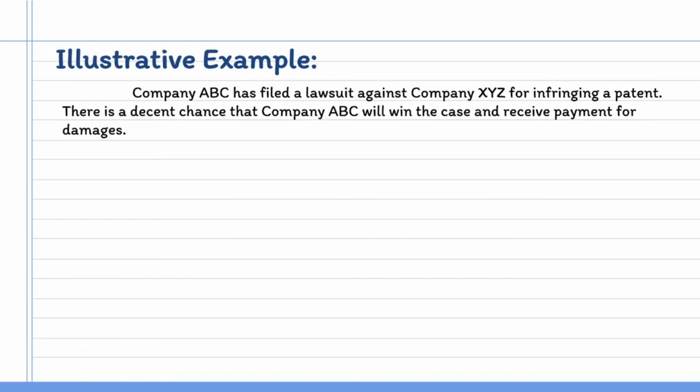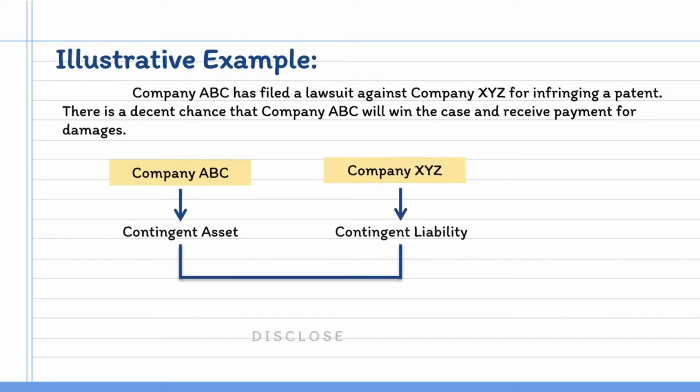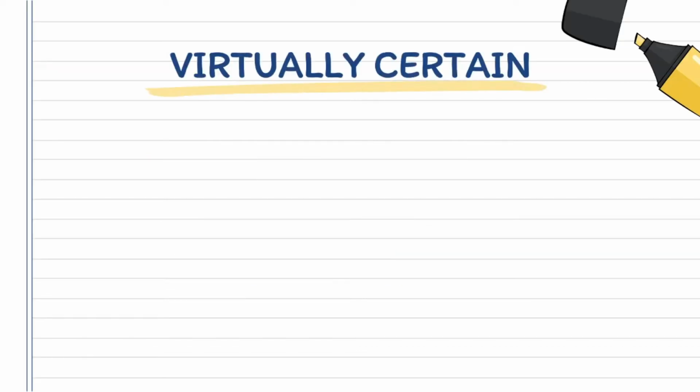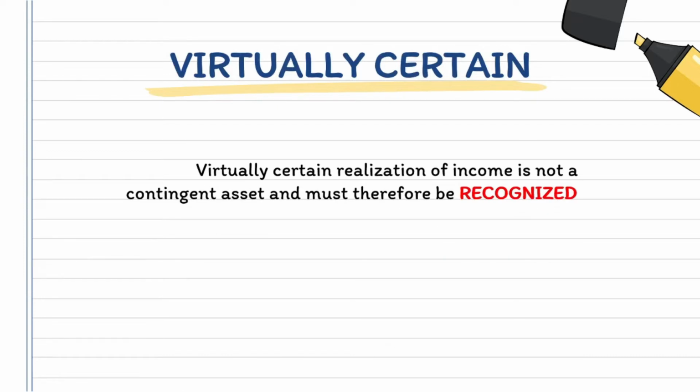Let's have an illustrative example sa contingent asset and contingent liability. Let's say company ABC has filed a lawsuit against company XYZ for infringing a patent. There is a decent chance that company ABC will win the case and receive payment for damages. Dahil may decent chance sa company ABC na manalo dun sa case at makareceive ng payment for damages, it has a contingent asset. On the other hand, si company XYZ, meron naman siyang contingent liability. And both are disclosed in the company's notes to financial statements. If virtually certain naman or may almost 100% chance na makaka-receive ka ng income, i-recognize na siya and therefore treated na siya as an asset.